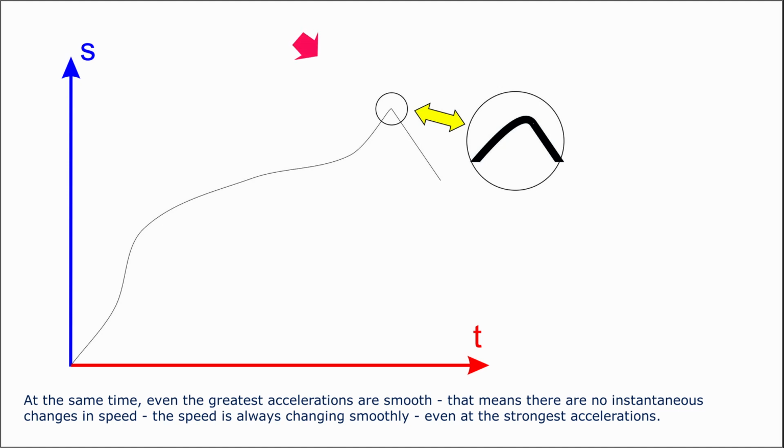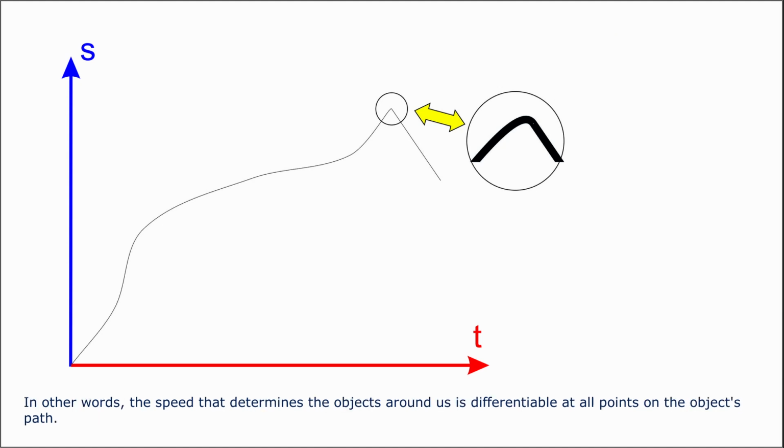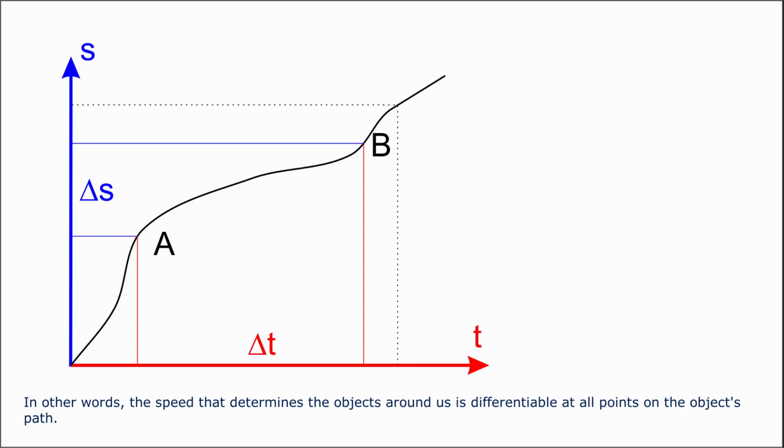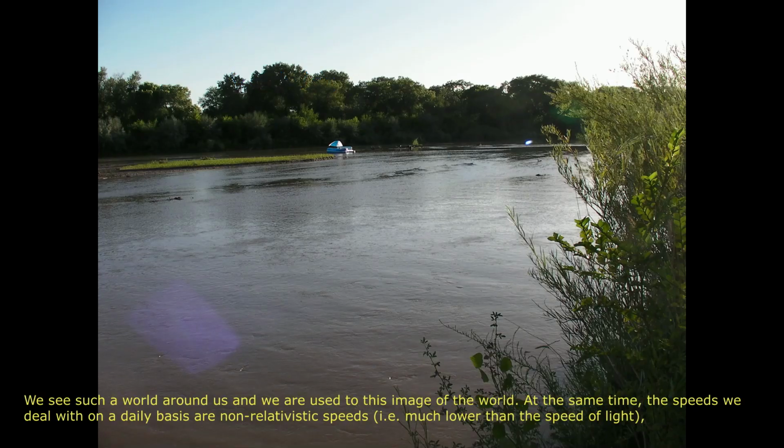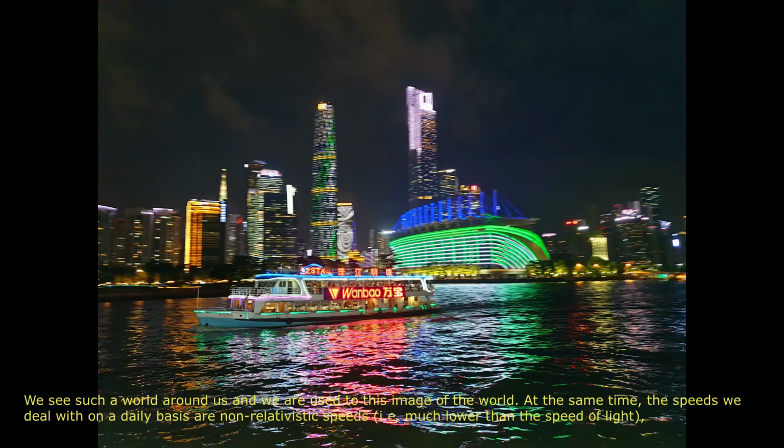At the same time, even the greatest accelerations are smooth. That means there are no instantaneous changes in speed. The speed is always changing smoothly, even at the strongest accelerations. In other words, the speed that determines the objects around us is differentiable at all points on the object's path. We see such a world around us, and we are used to this image of the world.